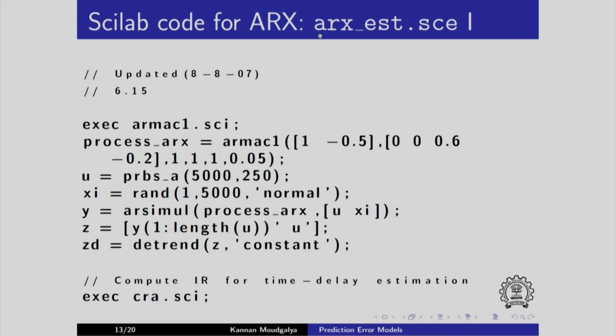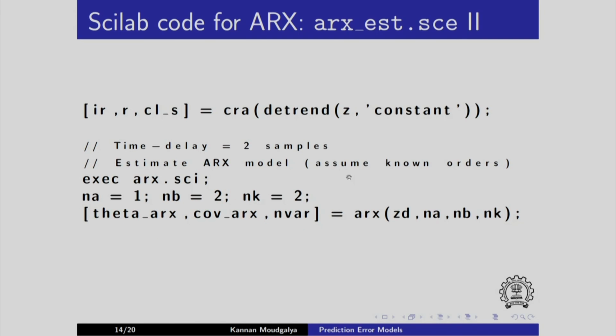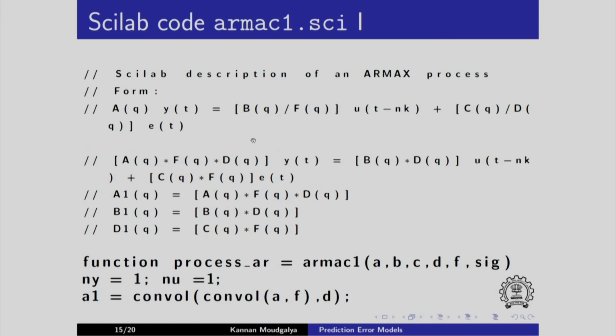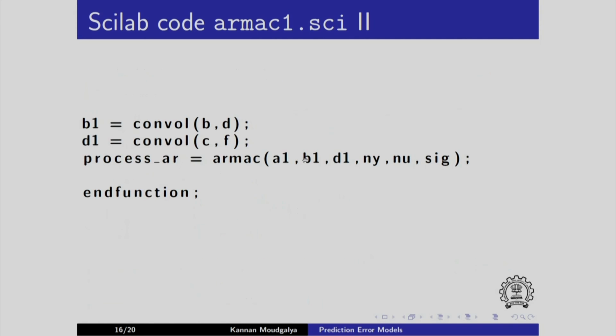So for this, I'm going to use this Scilab code arx_est.sce, which is given here. CRA is the function that we used in the previous video also, which I displayed earlier, so I would not show it now. But rmac1.sci is used here. Here is the code listing. All these are made available to you. You could go through that, you could execute them.